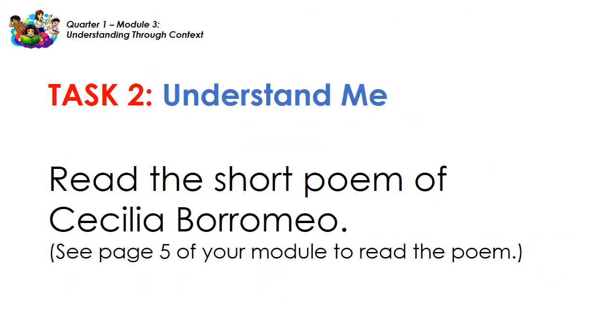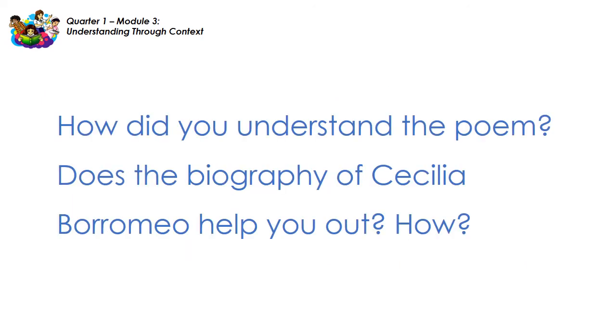Let us now proceed to Task 2 of your module. Understand me. Read a short poem of Cecilia Borromeo. See page 5 of your module to read the poem. After reading the poem of Cecilia Borromeo, answer the following questions. Write your answers on your paper. How did you understand the poem? Does the biography of Cecilia Borromeo help you out? How?